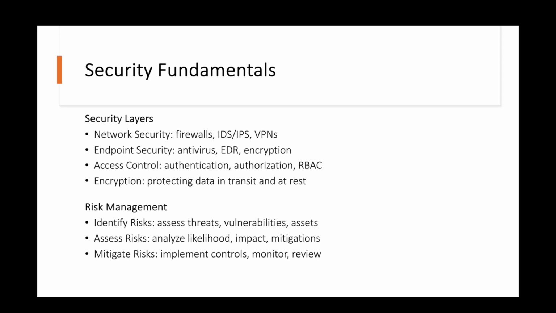Security layers. The first one is network security. Network security involves implementing measures to protect the integrity, confidentiality, and availability of data transmitted over computer networks. This includes firewalls, intrusion detection and prevention systems (IDPS), virtual private networks (VPNs), and network segmentation to isolate sensitive assets from potential threats.